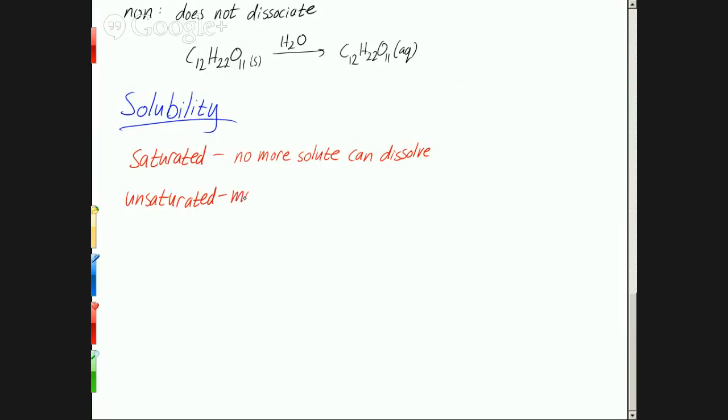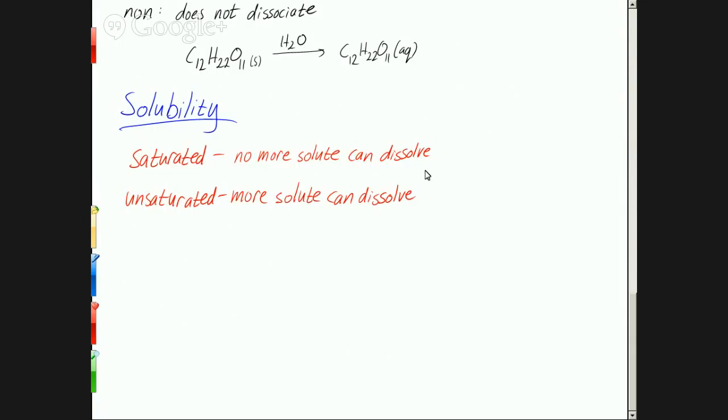Unsaturated means more solute can dissolve. So you can run these tests and figure out what the saturated concentration is. You can keep adding, let's say, sodium chloride to water, keep mixing it in there, and at some point that water is not going to clear up when you shake it anymore. The sodium chloride is just going to fall to the bottom and not dissolve in the water. And that's when we have a saturated solution.